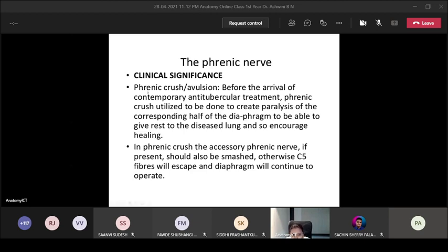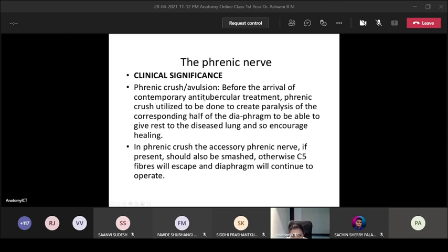The phrenic nerve may be either crushed or avulsed to give rest to the lungs, such as in tuberculosis. Before the contemporary anti-tubercular treatment, the phrenic nerve would be crushed to create paralysis of the corresponding half of the diaphragm, to give rest to the diseased lung, which helps for healing of the lung. But this is not done nowadays.